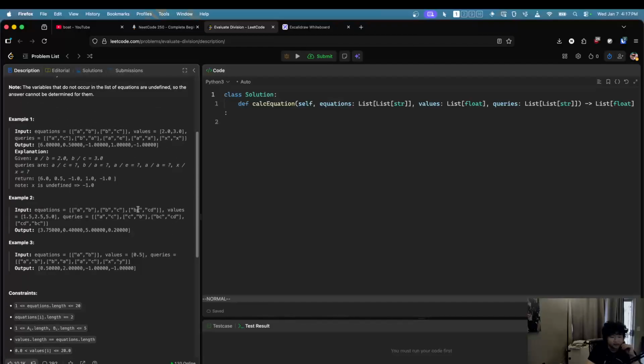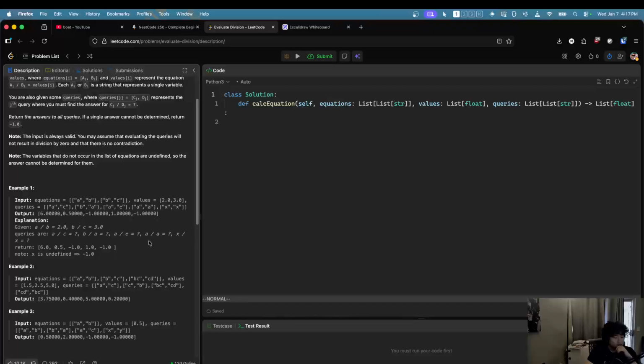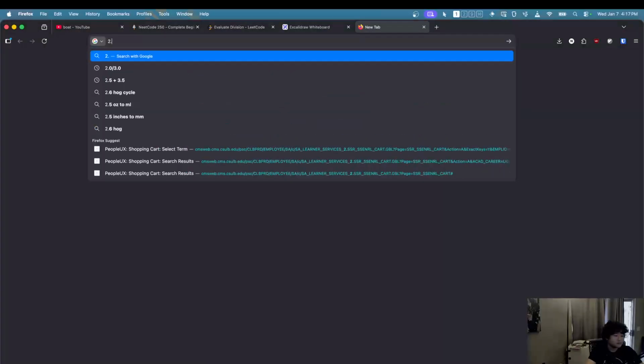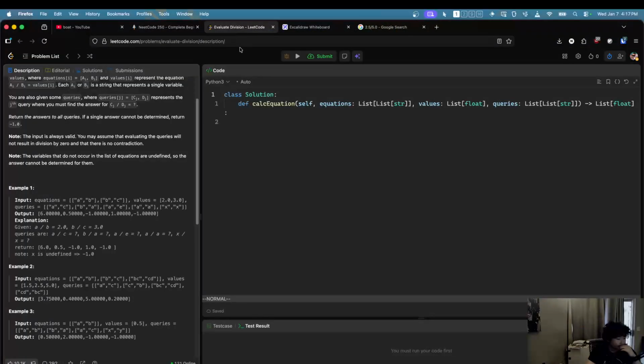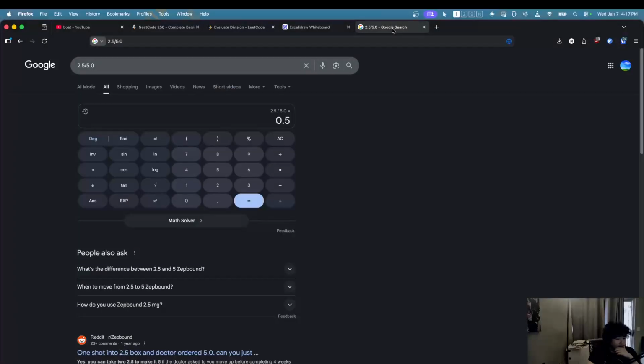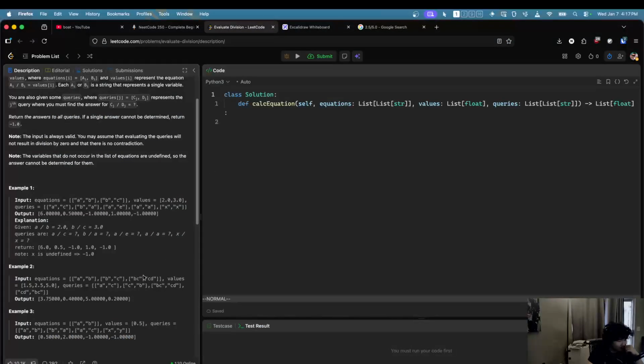Oh, is it just a character? Like as a single unit, right? Like BC, CD, 2.5 divided by 5.0. 2.5 divided by 5.0. 0.5. Okay. Oh shit. That's wrong. Oh man. Wait, no. What am I saying? No. That's not what it's saying. Oh, we're saying BC is equal to 5.0.